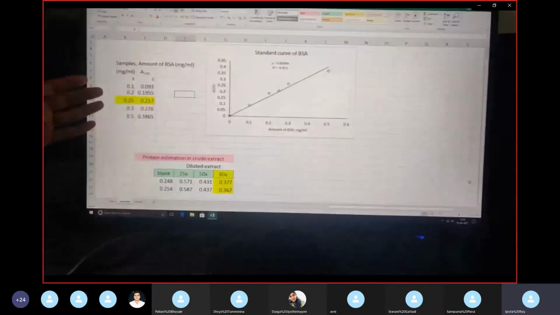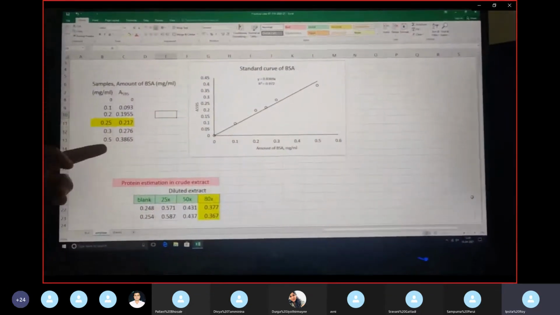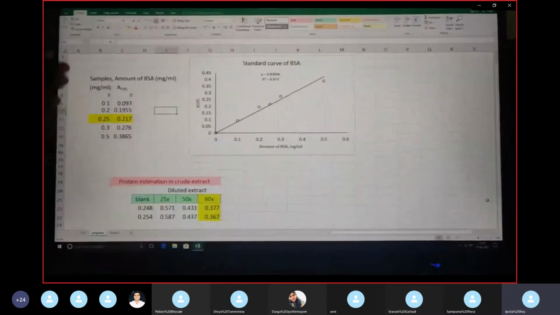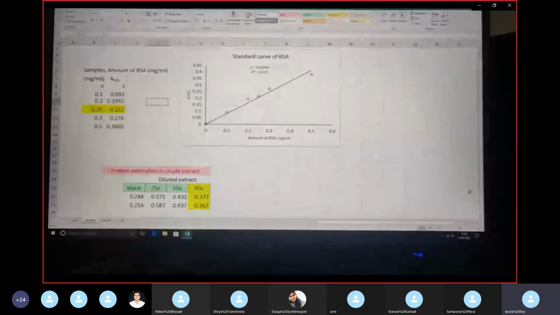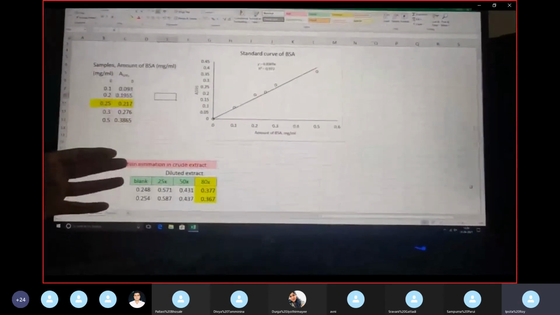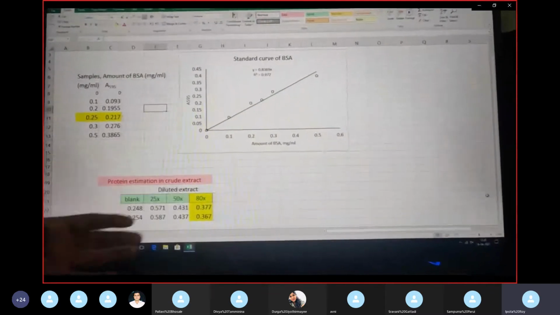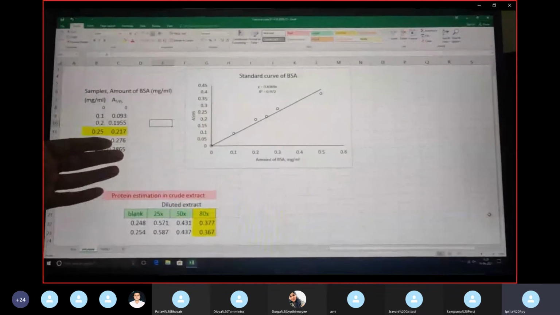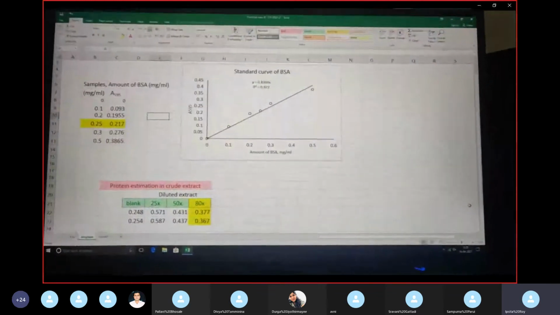We had taken different concentrations of BSA from 0.1 mg per ml to 0.5 mg per ml, and we got these absorbance values, and using concentration and absorbance values, we plotted the standard curve of BSA. From the crude extract, we had taken different dilutions 25x, 50x and 80x, and using these absorbance values, we can find out the unknown concentration in the crude extract via the standard curve of BSA.